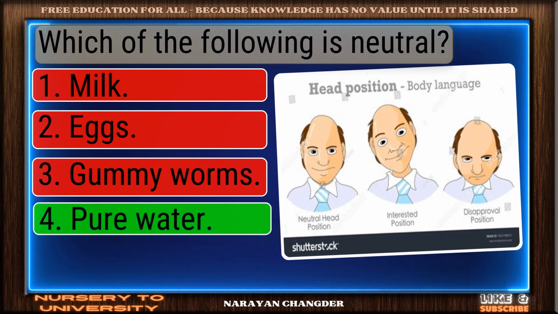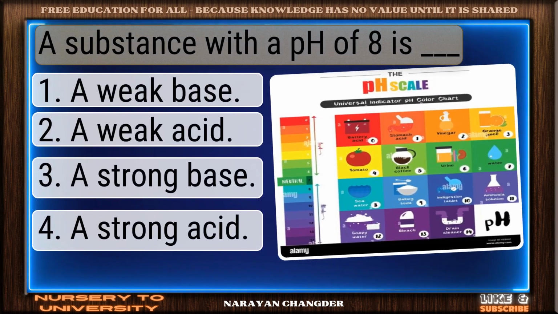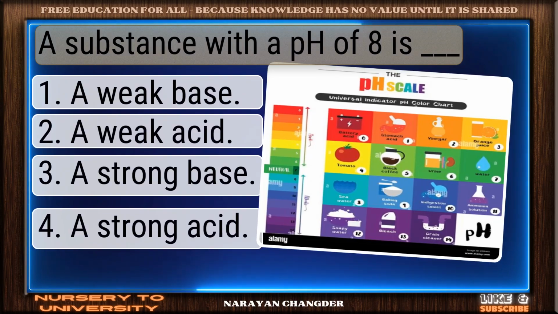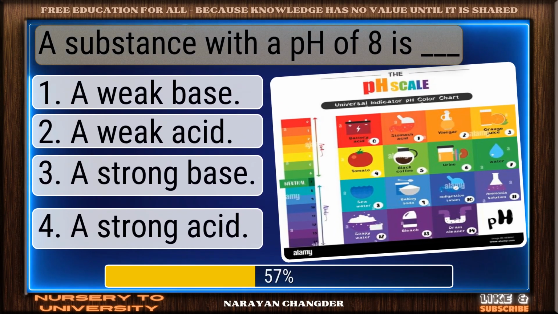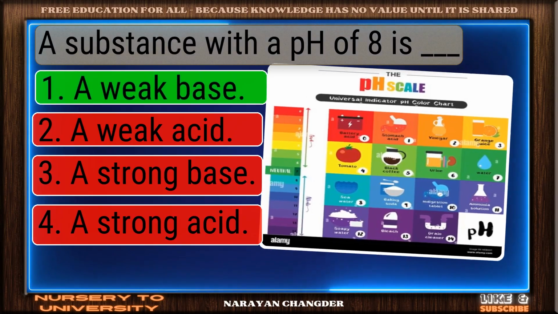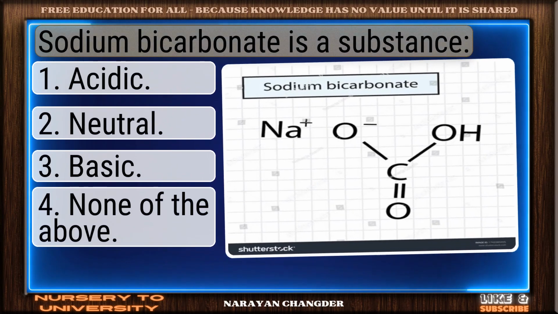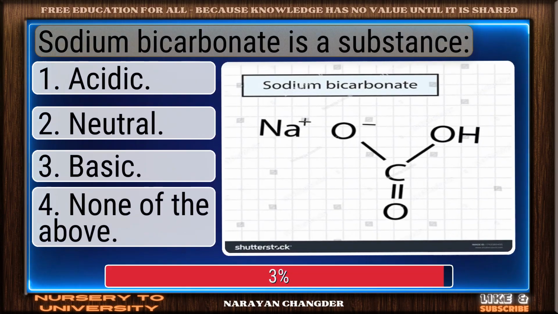Sharp thinking. Pure water is the right choice. Question number 93. A substance with a pH of 8 is dash. Right choice. A weak base is the best answer. Question number 94. Sodium bicarbonate is a substance.